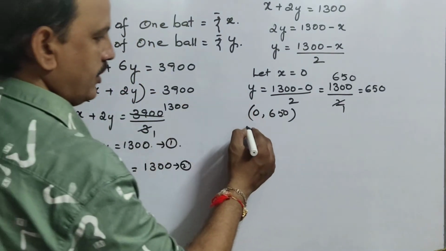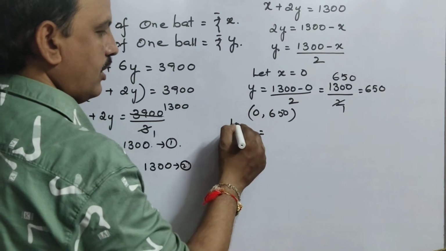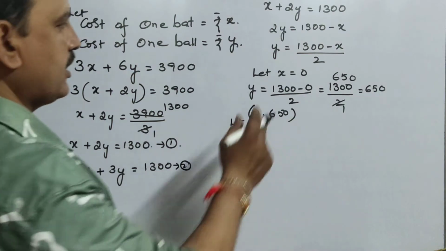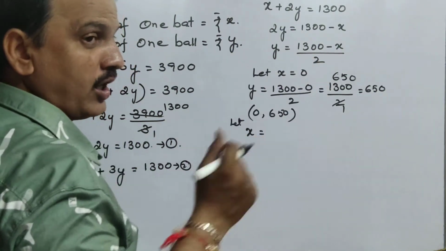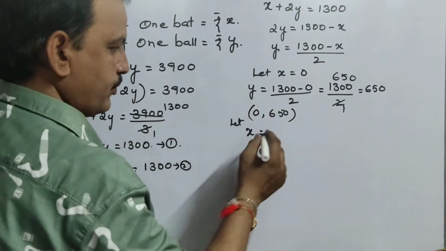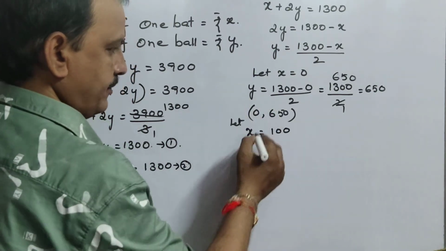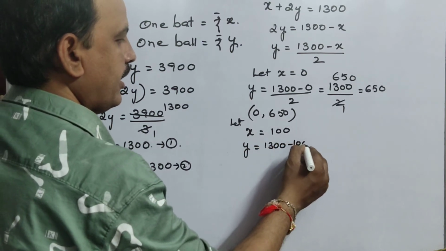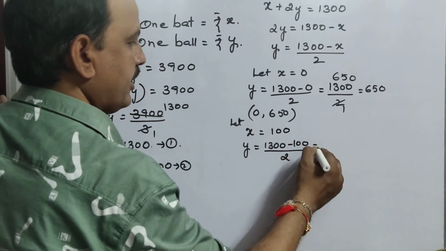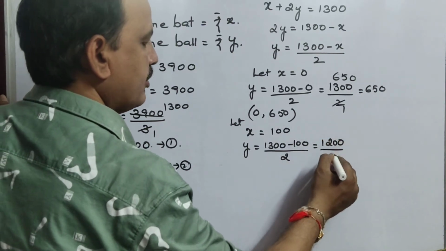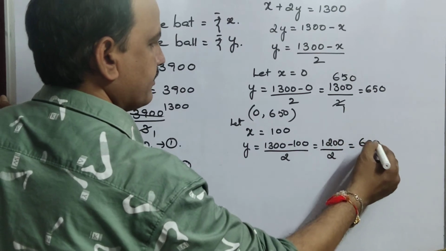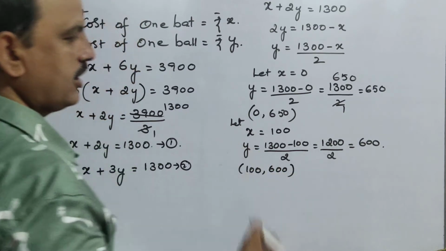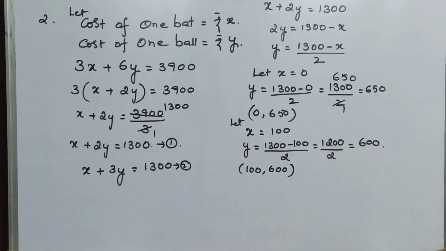Next, what to do? Again, let x equals to something. What will you consider? You can consider 100, because 1300 minus 100 is 1200. So 1200 is easily divisible by 2. So consider x equals 100. That is y equals (1300 minus 100) by 2. That is 1200 by 2. That is 600. That is (100, 600). Is it clear, children? (100, 600).